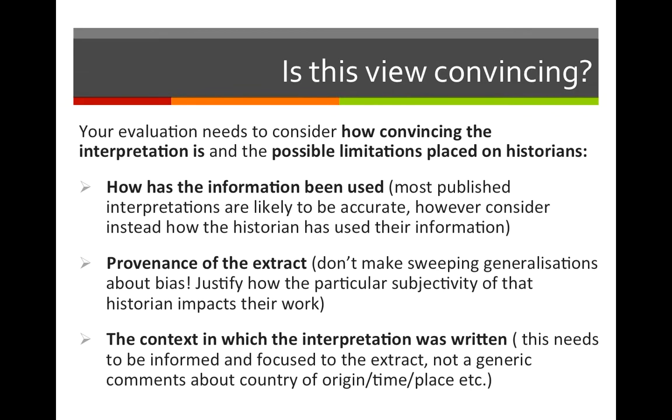When you're looking at the interpretation you found, you have to consider how convincing the view is, and this is how they're trying to link it back to the Tudors paper. So you have to look at how convincing the interpretation is, as well as the limitations placed on a historian according to the time or context they're writing in. How has the information been used? So that's about the content of the interpretation.